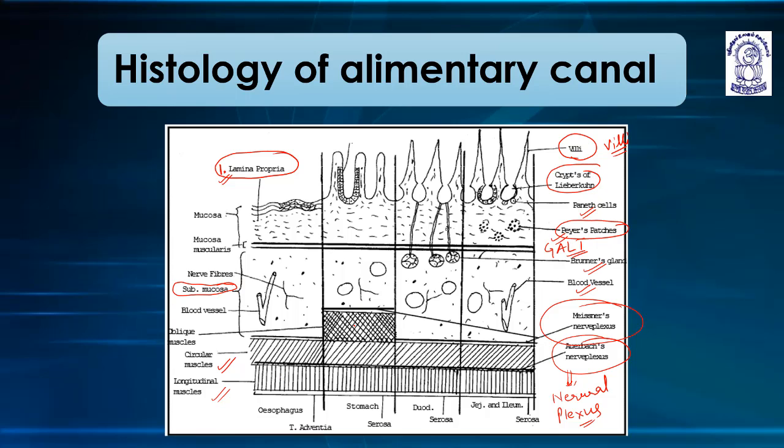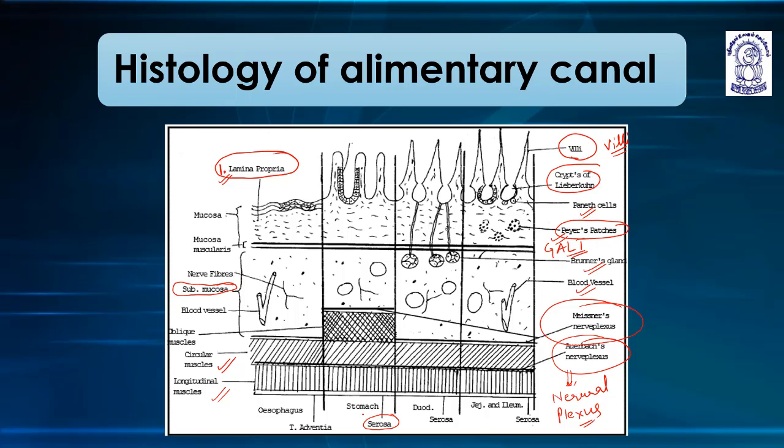Oblique muscles are present in the stomach. Only the stomach part of the alimentary canal consists of oblique muscles, then circular muscles and longitudinal muscles, along with serosa. Serosa is absent in two places. One is the esophagus. Serosa is present in stomach, duodenum, jejunum and ileum. The rectum part of the large intestine, the anal region, also does not have serosa.